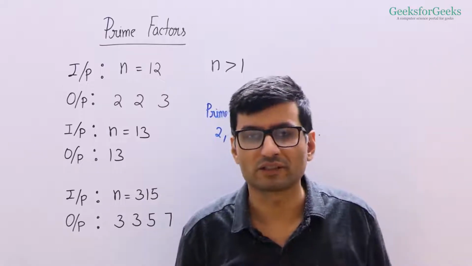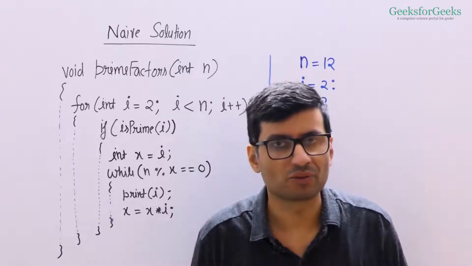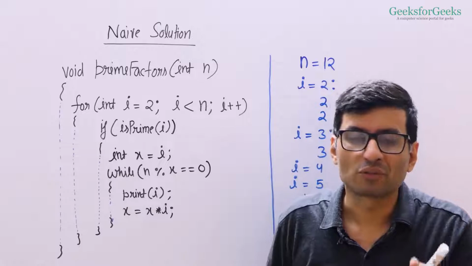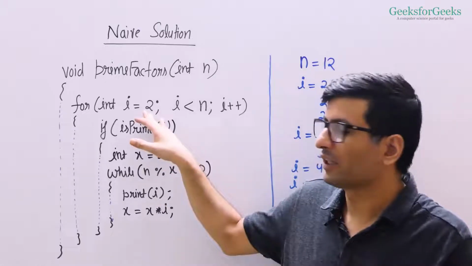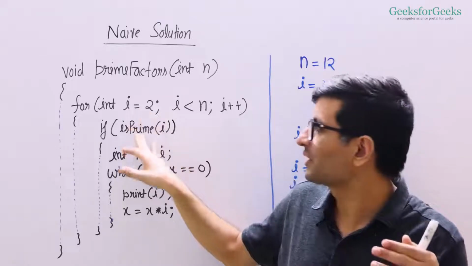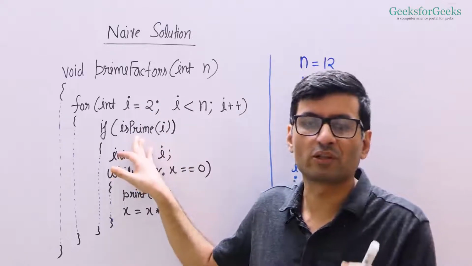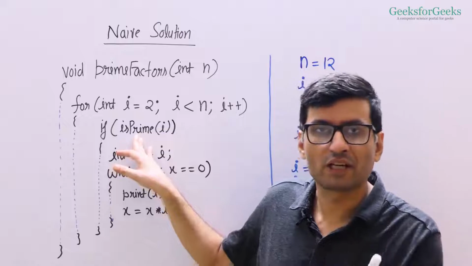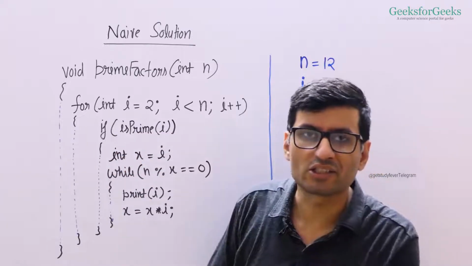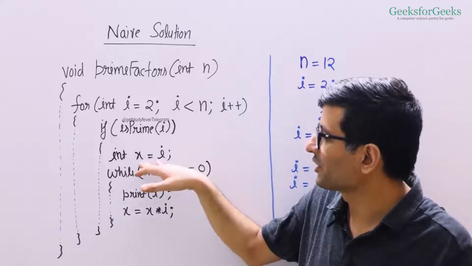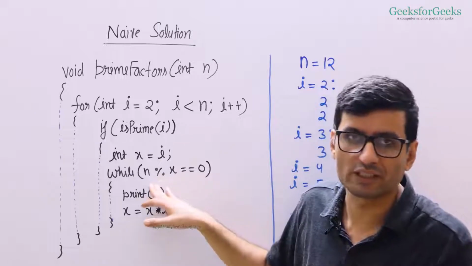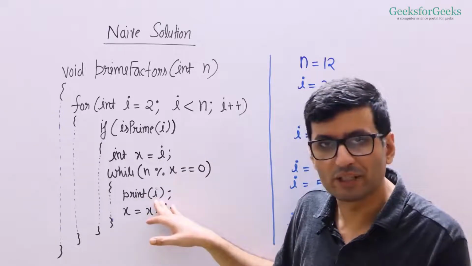Let us first talk about the naive solution. The idea is to run a loop starting from the first prime number, which is 2, and traverse through all the numbers from 2 to n minus 1 and check if this number is prime, because we want to print only prime divisors. If i is prime, then we check if n is divisible by i. We have initialized a variable x equal to i, and then we are checking if x divides n. If that's the case, we print i.